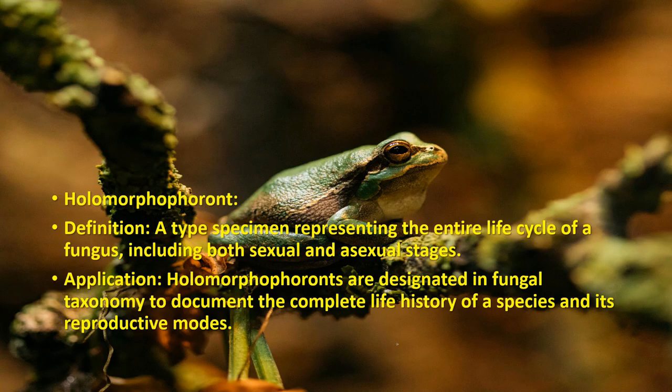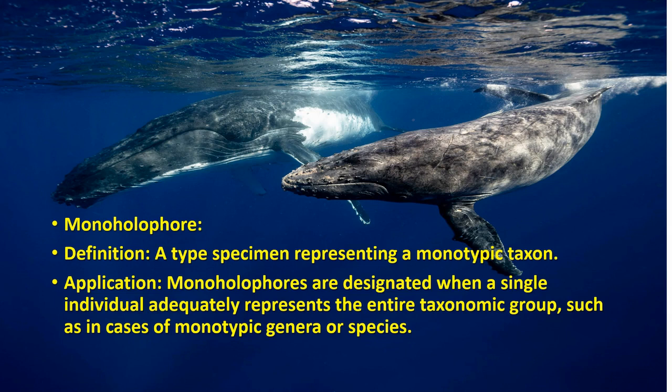Holomorphophoront. A type specimen representing the entire life cycle of a fungus, including both sexual and asexual stages. Holomorphophoronts are designated in fungal taxonomy to document the complete life history of a species and its reproductive modes. Monoholophore. A type specimen representing a monotypic taxon. Monoholophores are designated when a single individual adequately represents the entire taxonomic group, such as in cases of monotypic genera or species.